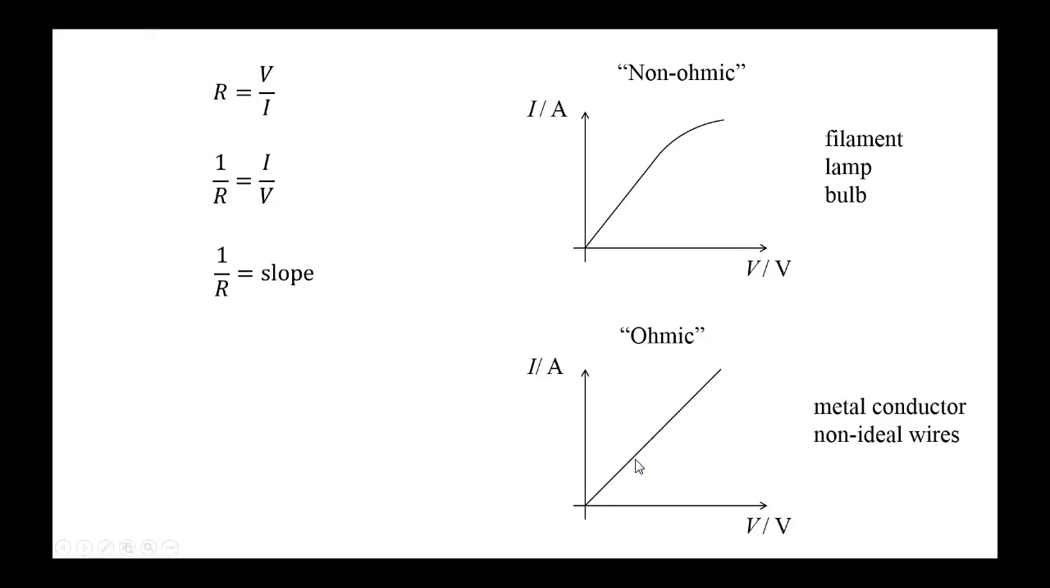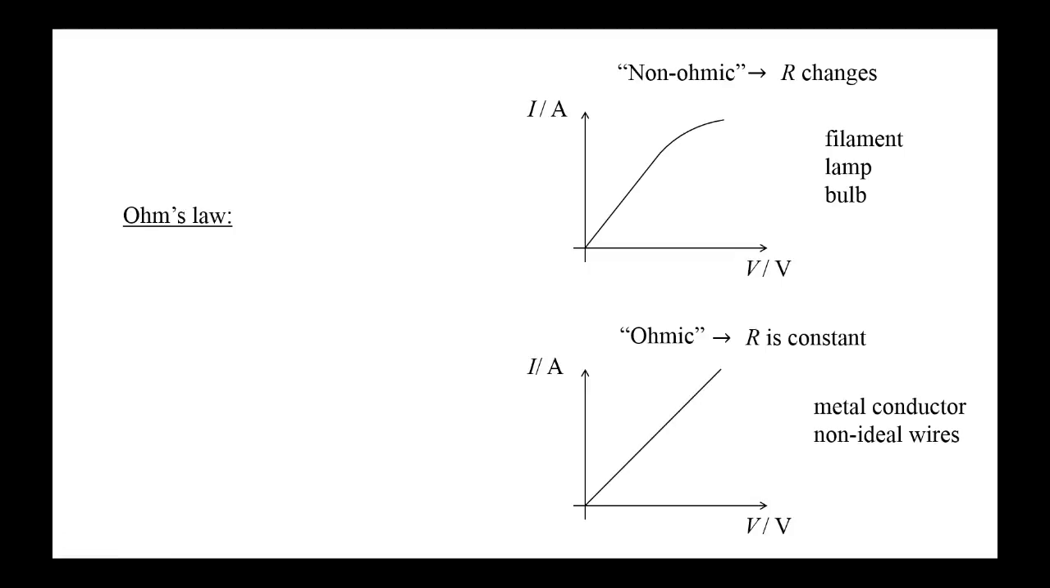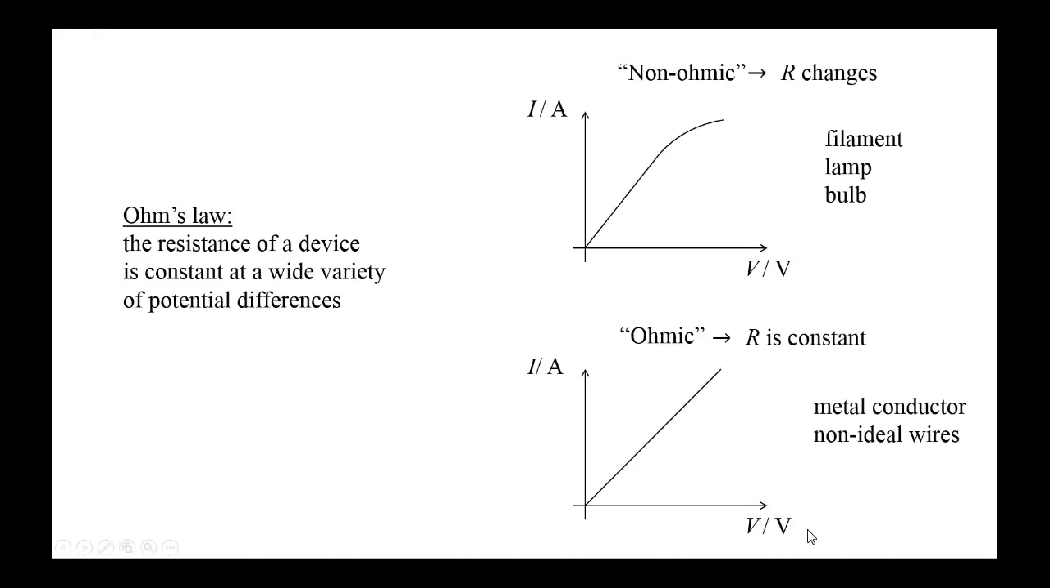So down here, the slope was constant. Therefore, resistance was constant. A non-ohmic device is one with non-constant resistance. An ohmic device is one with constant resistance. Why is this called an ohmic device when the resistance is constant? Well, the reason is because there is something called Ohm's law, which states the resistance of some devices is constant at a wide variety of potential differences as you change the EMF of that battery when temperature is held fixed. And this Ohm's law describes devices which have this graph.